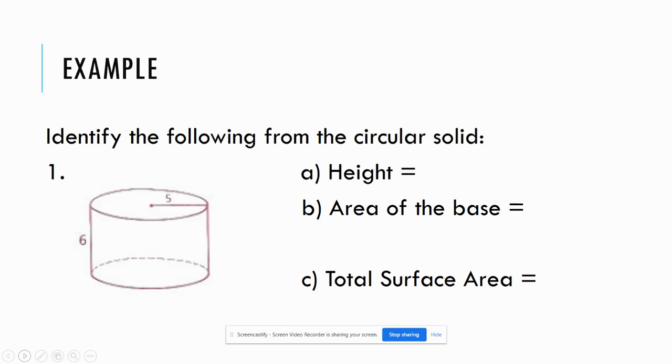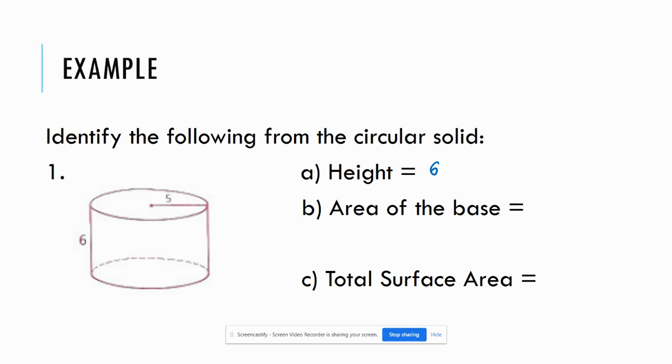So let's look at a couple of examples. It wants us to identify the following from the circular solids. Notice that I'm not specifically asking you for the shape of the base, because the base will always be a circle when we're talking about a circular solid. But notice that the height is what is connecting those two bases together. In this picture, the distance between those two circles would be 6.